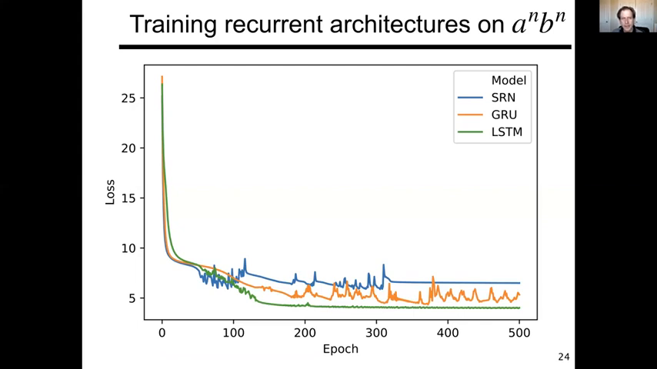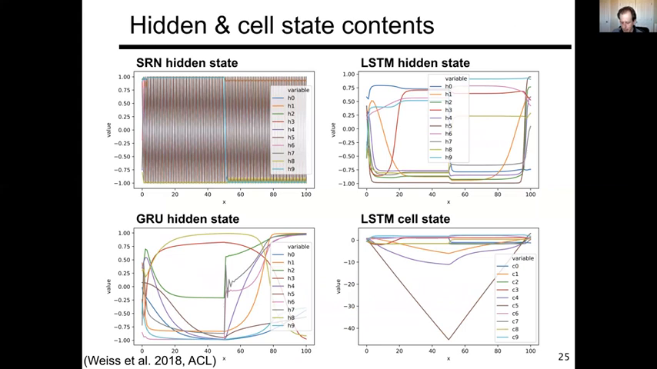And it turns out that there's a very revealing kind of analysis you can do. That is to peer inside the hidden and cell state contents. And here is what we see when we look. So what I'm plotting for you here is a case where I've set n equal to 50. So that is 50 A's followed by 50 B's.